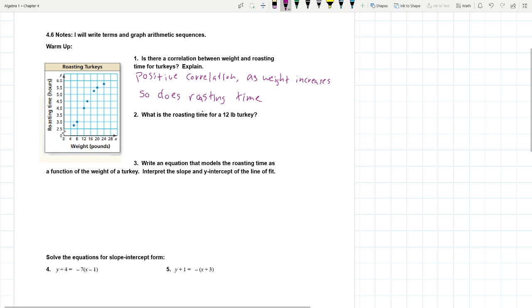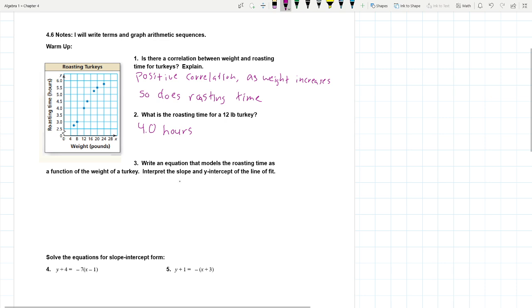Alright, number two, what is the roasting time for a 12-pound turkey? So what I'm going to do is go along my x-axis, which has the weight in pounds, and I'm looking for 12. I find 12, and I go straight up, and we actually have a point there, so it's going to be 4.0 hours.